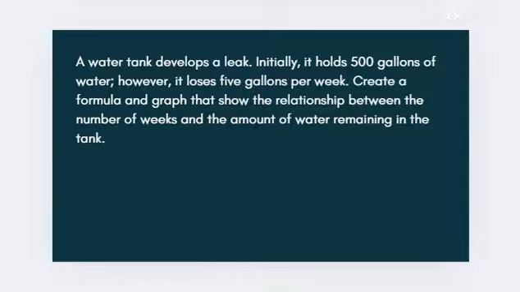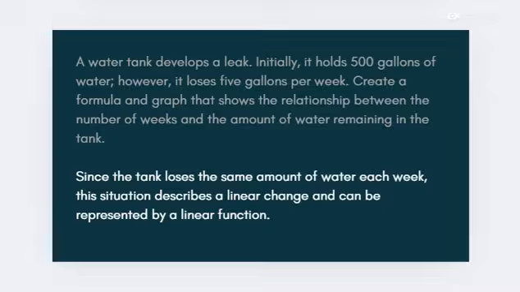A water tank develops a leak. Initially, it holds 500 gallons of water. However, it loses 5 gallons per week. Create a formula and graph that show the relationship between the number of weeks and the amount of water remaining in the tank. Let's do this together.